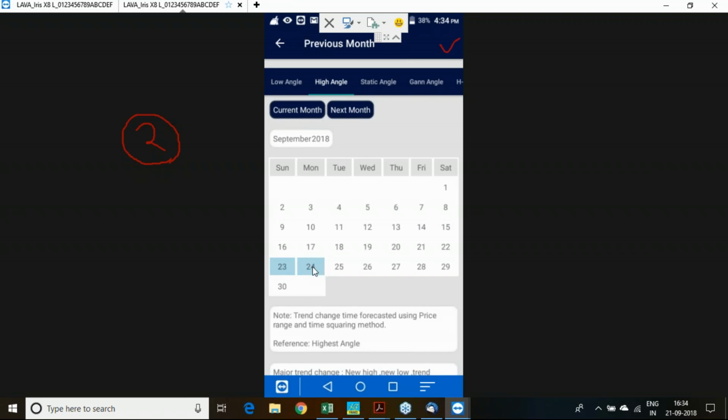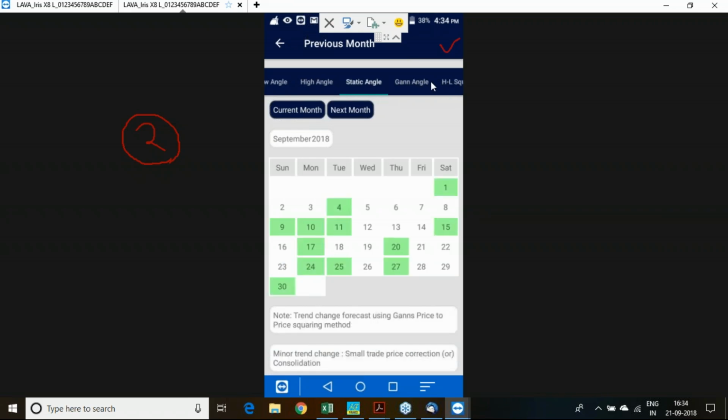If the trend reversal date calculated by this method falls on a holiday, then the very next day will act as the trend reversal day. Besides that, we have also given three more methods: the high-low squaring method, the Fibonacci method, and the Gann angle method.